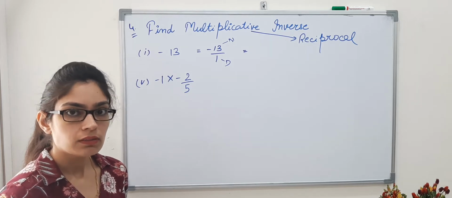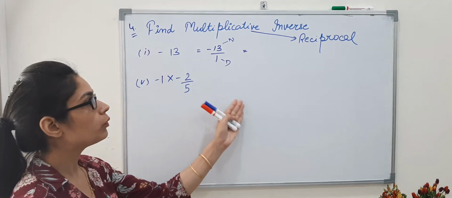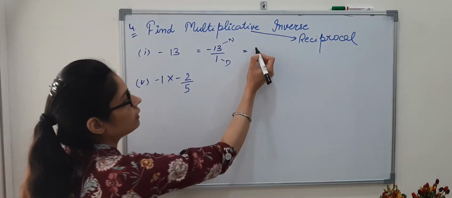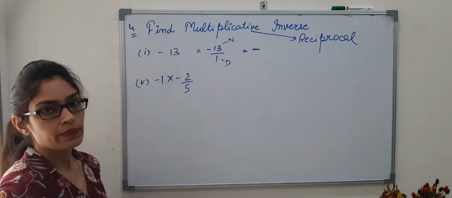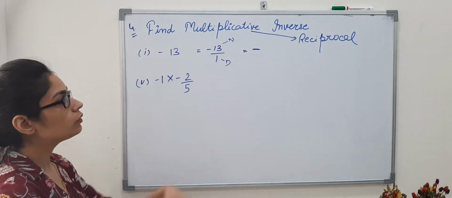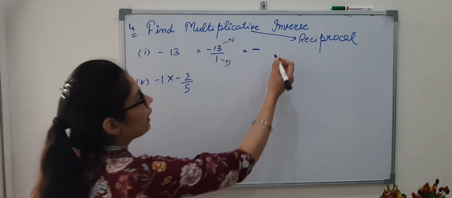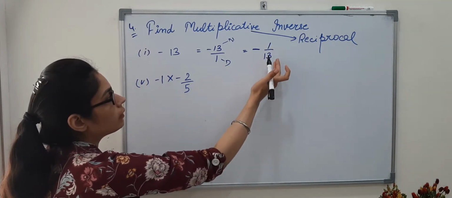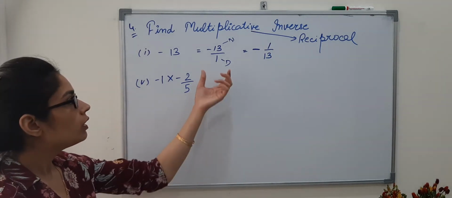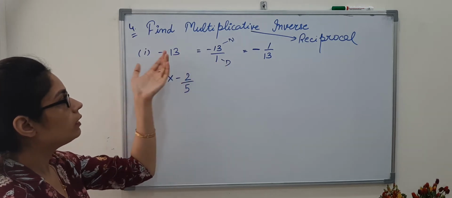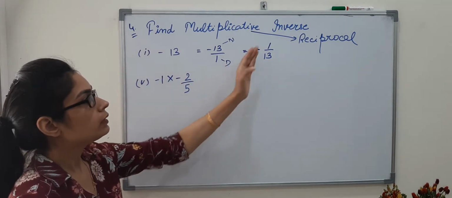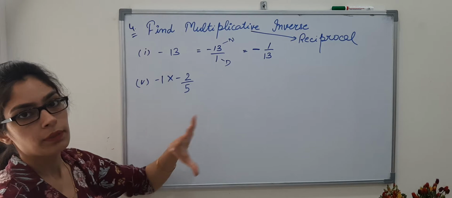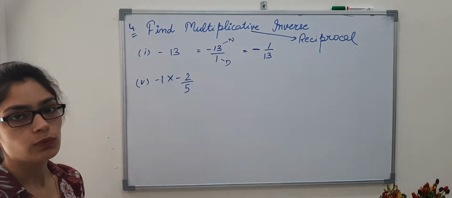See, in additive inverse we were only changing the signs, but in reciprocal we are changing the numerator and denominator. Sign should not be changed. So I will write the minus sign first, so that I won't do it incorrectly. I have to change numerator into denominator. So original number was minus 13 over 1. Reciprocal will be minus 1 over 13. Only your numerator and denominator are getting interchanged. Sign should not be changed.